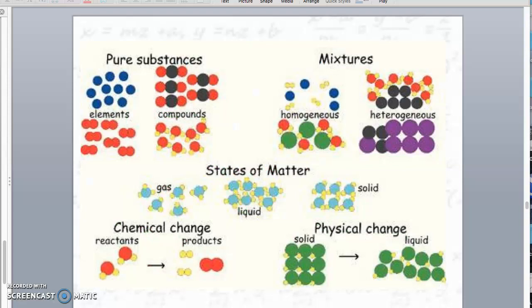This slide shows a nice summary of the different uses of particle diagrams. Notice the solid phase is more structured than the liquid phase. You should also be able to look at a particle diagram and determine the phase, meaning solid, liquid, or gas, and you should be able to determine if the material is a compound or an element. Homogeneous and heterogeneous mixtures can also be represented using particle diagrams.